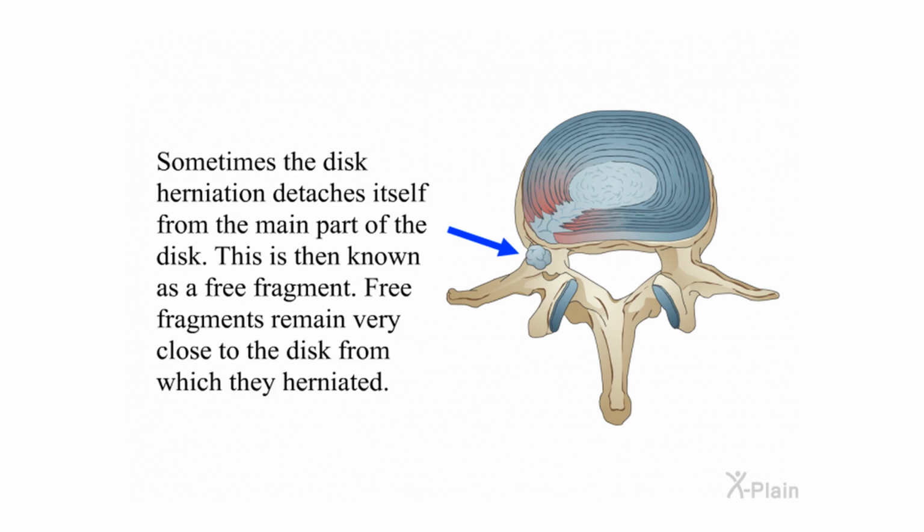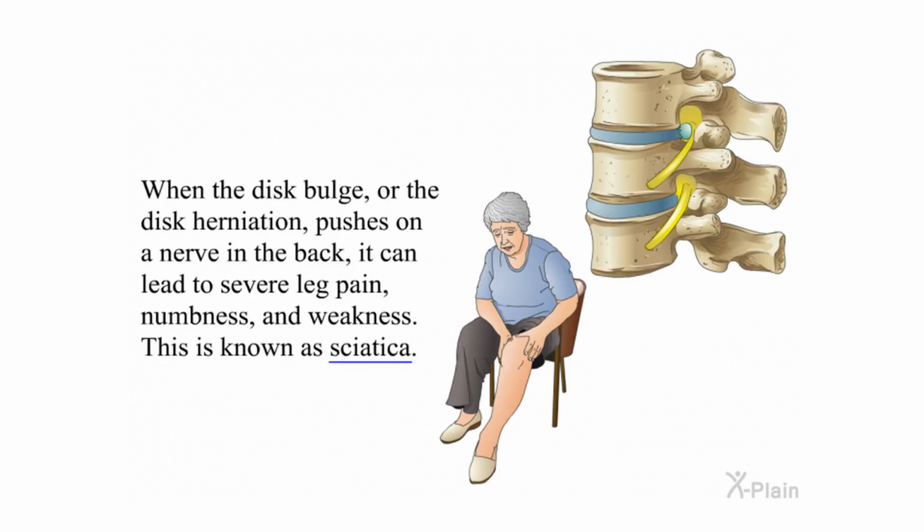Sometimes the disc herniation detaches itself from the main part of the disc. This is then known as a free fragment. Free fragments remain very close to the disc from which they herniated. When the disc bulge or the disc herniation pushes on a nerve in the back, it can lead to severe leg pain, numbness, and weakness. This is known as sciatica.